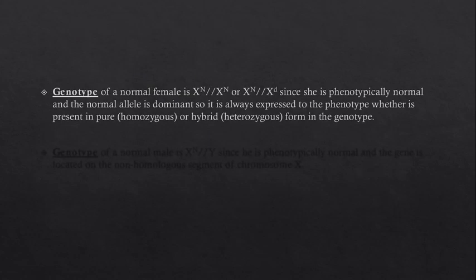In the case where the female appears to be normal and the gene we are studying is present on the non-homologous segment of chromosome X, then the genotype of this female is going to be XNXN or XNXD. This is because she's phenotypically normal. The normal allele is the dominant one, so it is going to be expressed to the phenotype whether it is pure or hybrid in the genotype.